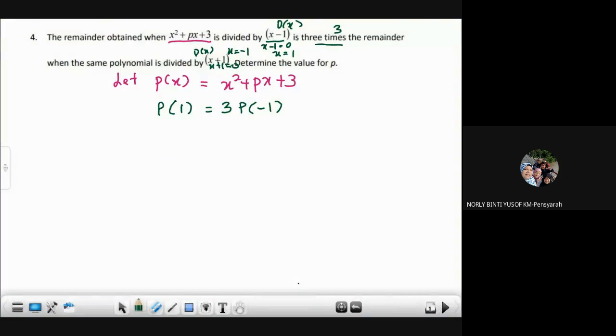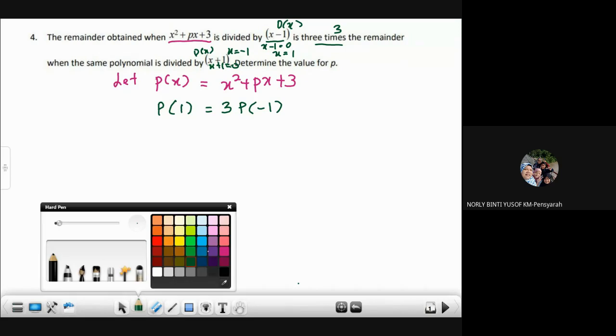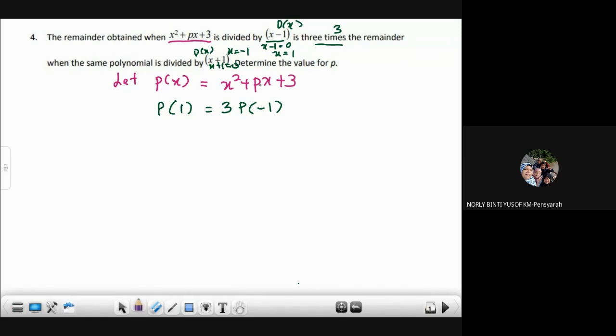Okay. So kita dah build up, lepas tu kita find the value. Kita sub dalam polynomial tu. So you sub 1. So 1 squared plus p(1) plus 3. And then 3 times you sub negative 1 in the equation P(x). Negative 1 squared plus p times negative 1 plus 3. Okay, then you solve. You akan dapat p plus 4 for the left hand side.